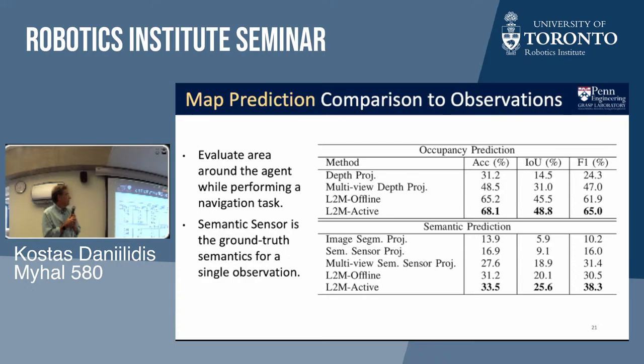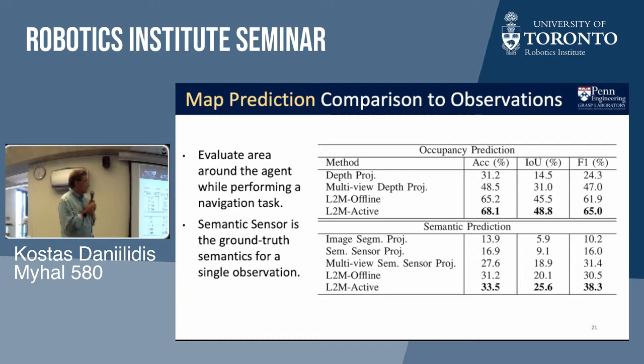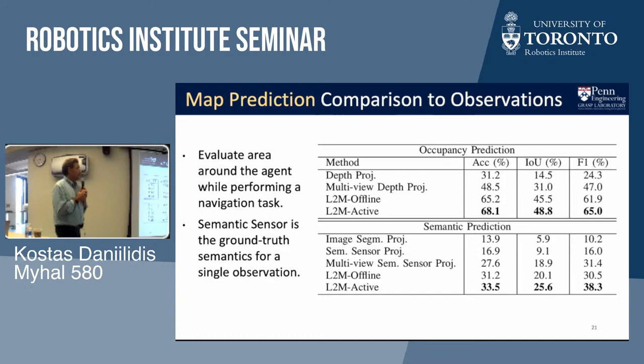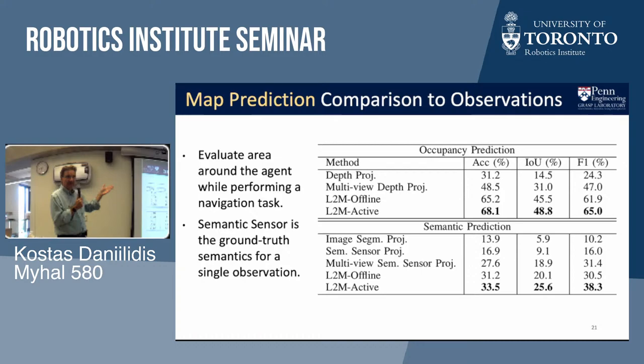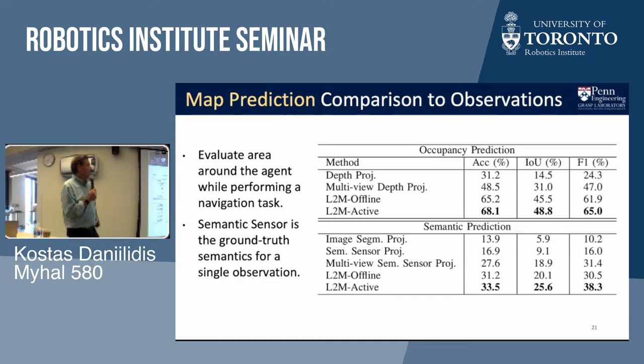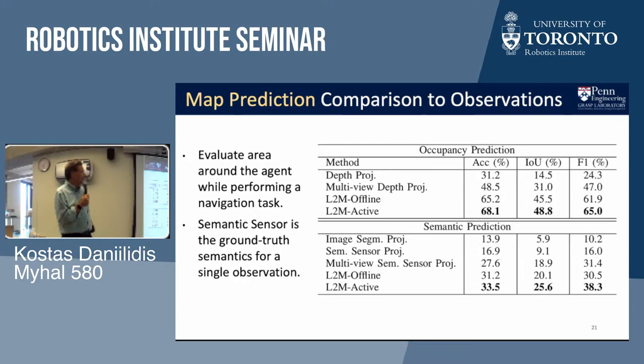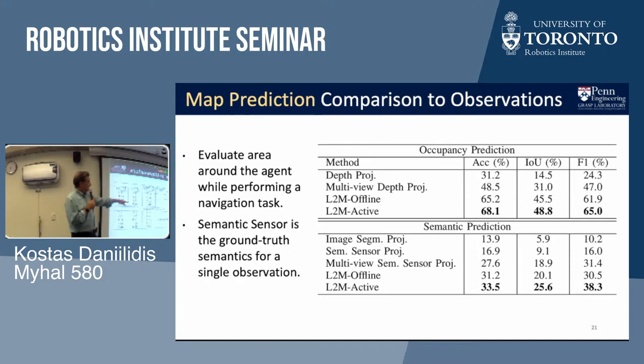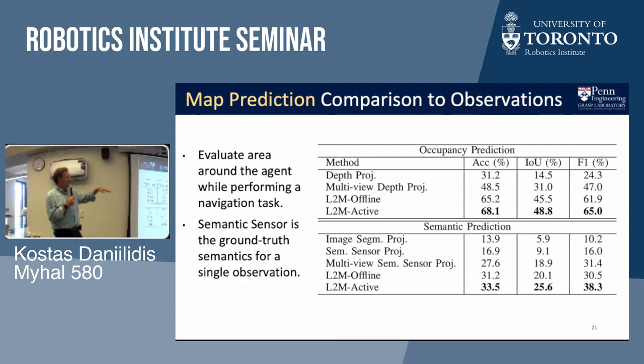And we have studied the effect of both occupancy prediction and semantic prediction, offline versus active. In the active case, in this comparison, we calibrate for the number of measurements in the offline, and for approximately the same number of measurements we perform better with active. Also, we compare using the estimate from the image segmentation versus a ground truth estimate with what is called in the Habitat environment the semantic sensor, which gives you ground truth semantic measurements.